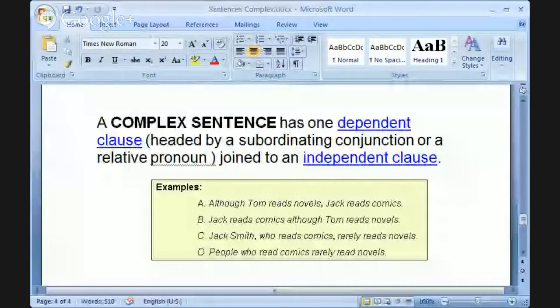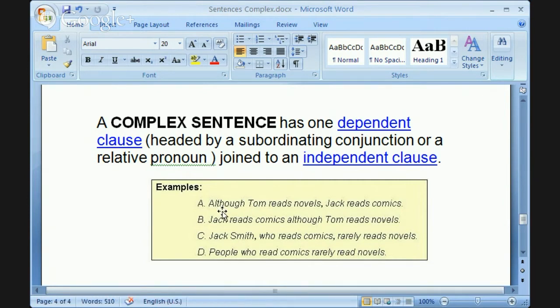So, what is a complex sentence? A complex sentence has one dependent clause, what I just talked about. A phrase that doesn't make any sense at all by itself. A dependent clause headed or begun by a subordinating conjunction or a relative pronoun, which is joined to an independent clause or simple sentence.